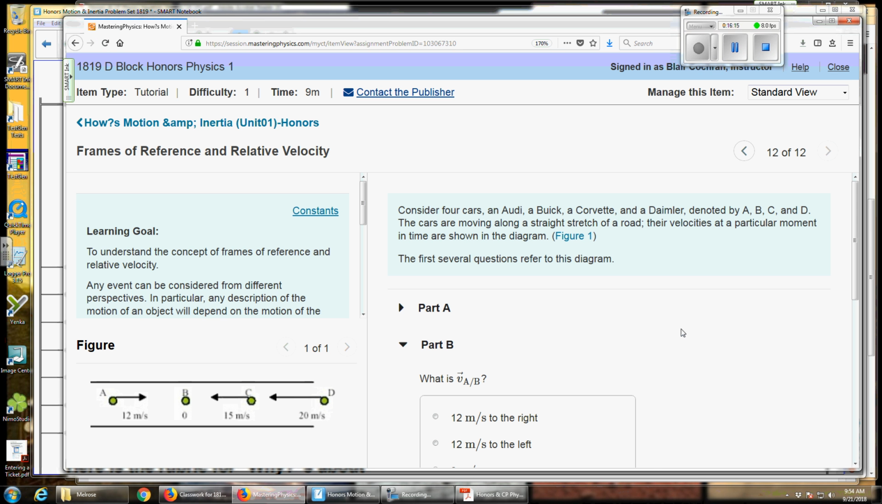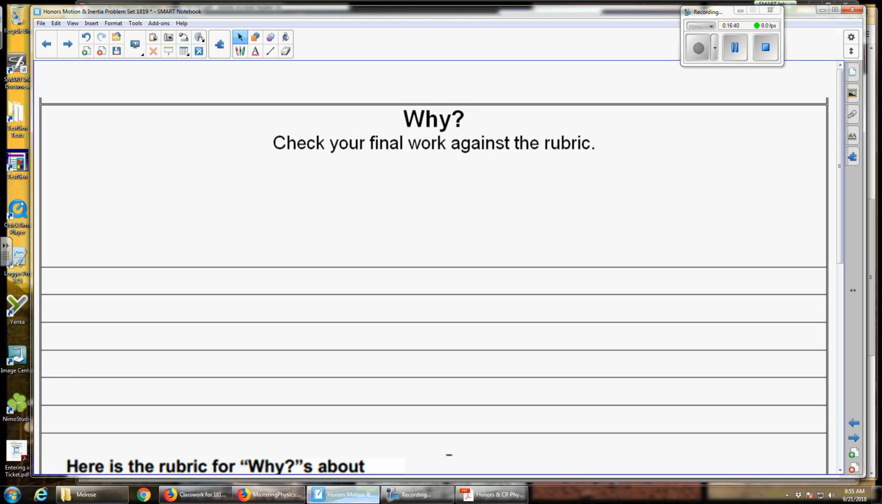All right, so we're looking at number 12. And so right away I see I've got these actually five cars moving. There's one of them that isn't shown that we find out about later. And so right away I start thinking frame of reference, right? Relative motion, because I've got multiple things moving. So I want to show that I understand that stuff.